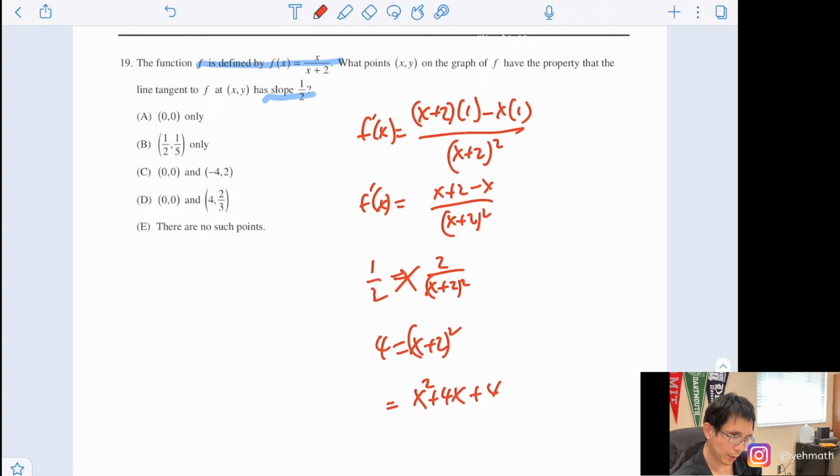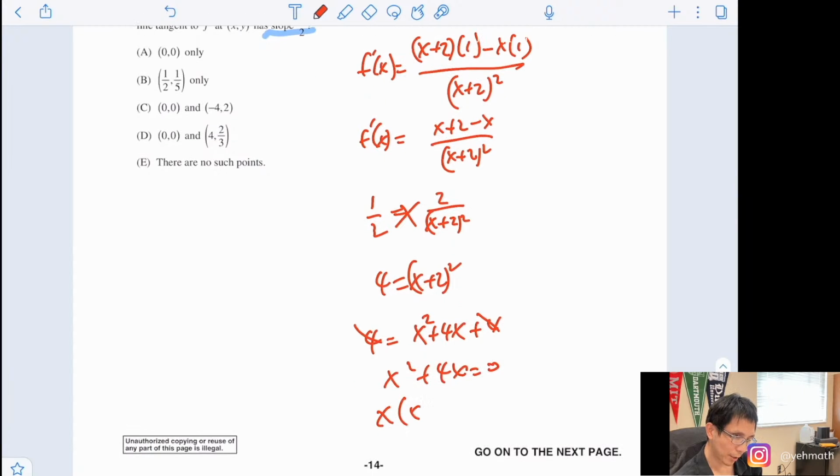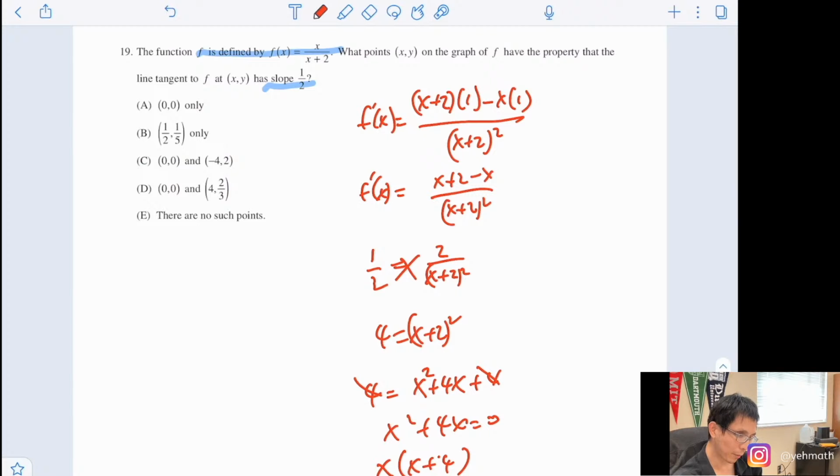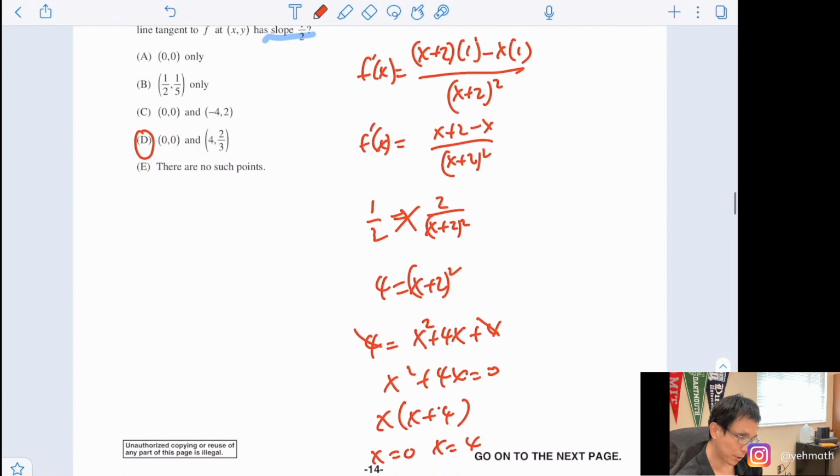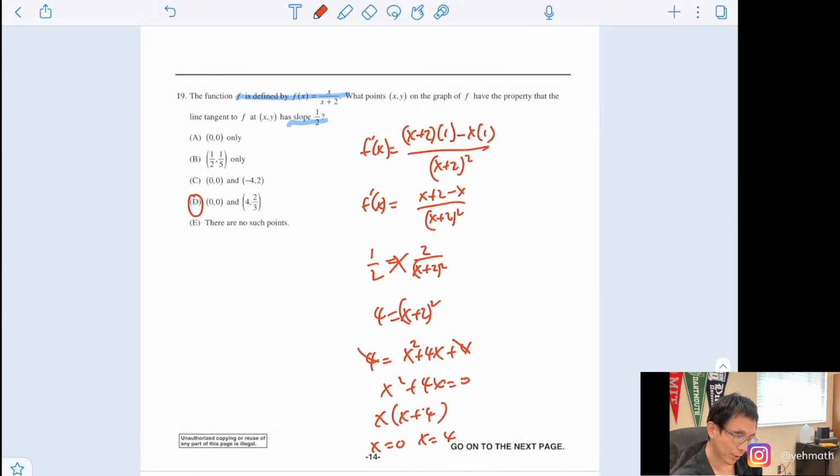Plus 4 equal to 4. And so it'll be x squared plus 4x equal to 0. And then you can factor out x plus 4. So x equal to 0, x equal to 4. Now, the only choice that has 0 and 4 is D. But you have to plug in just to make sure. We plug in 0, so you get 0. And if you plug in 4, I'm going to get 4 over 6, which is 3 over 2, which is correct. D.